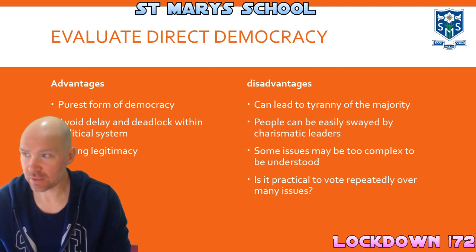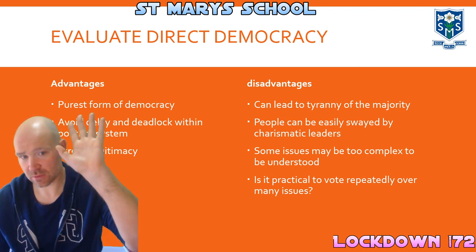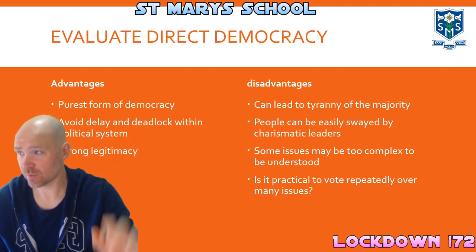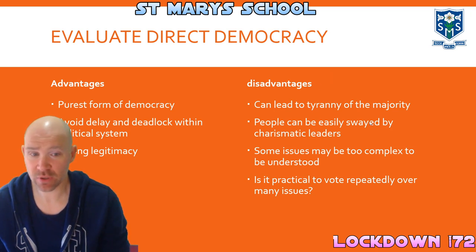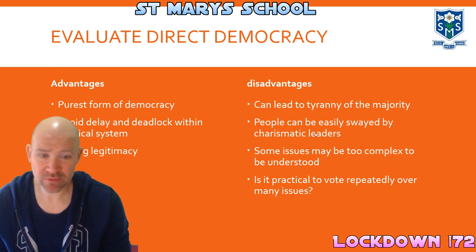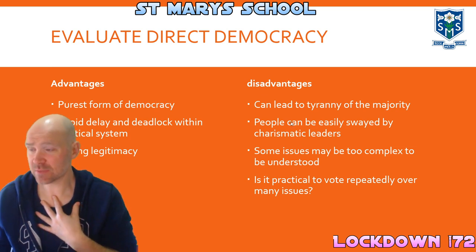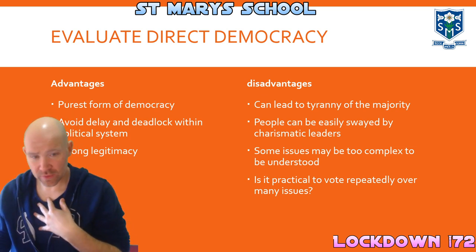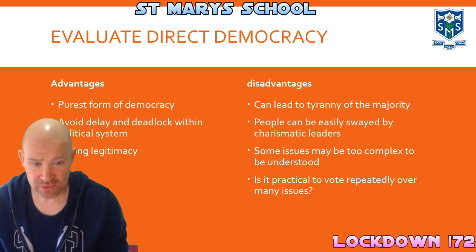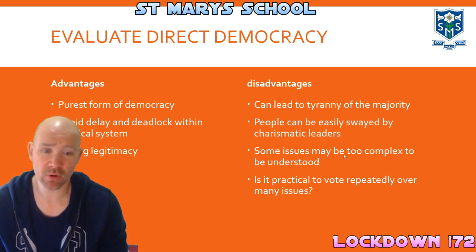So even if we then say, look, Mr. Cox, we still want to have this form of democracy. Yes, it could lead to tyranny of the majority, but it is still democratic. It is a majority. Yeah, there can be charismatic leaders, but actually I'm sensible enough and clever enough to understand what the issues are, and I will do my research and make sure I understand these issues. And yes, I really want to have this direct democracy.